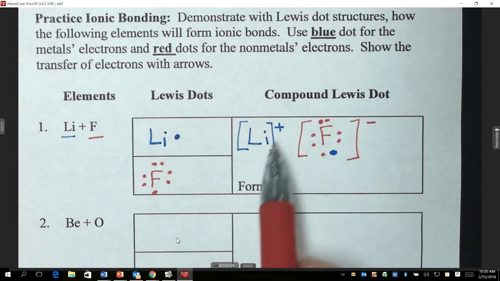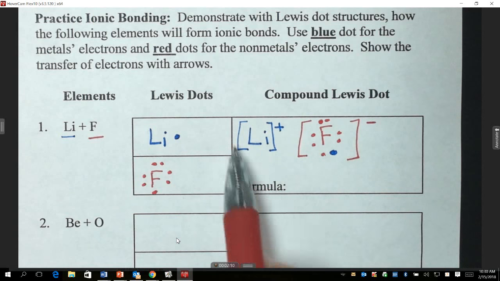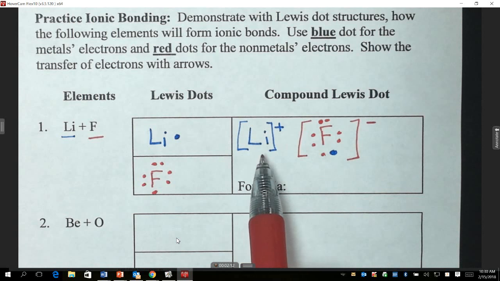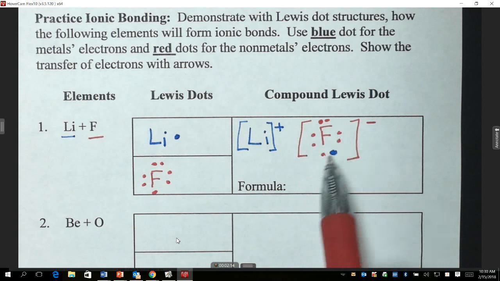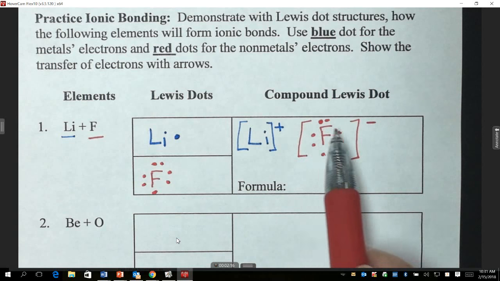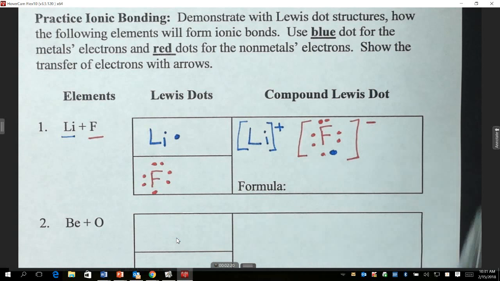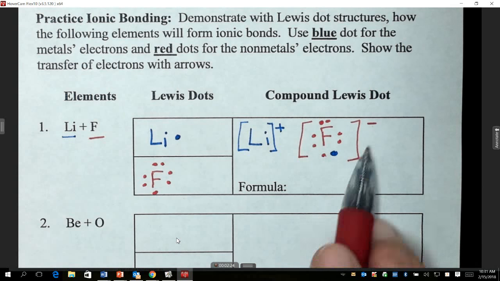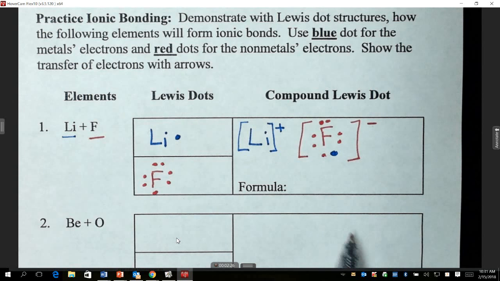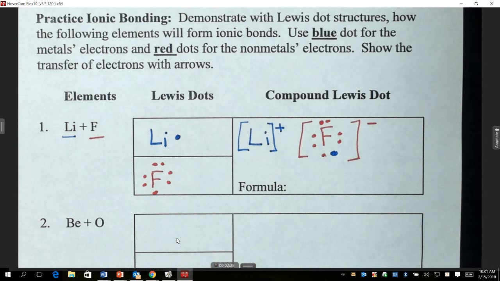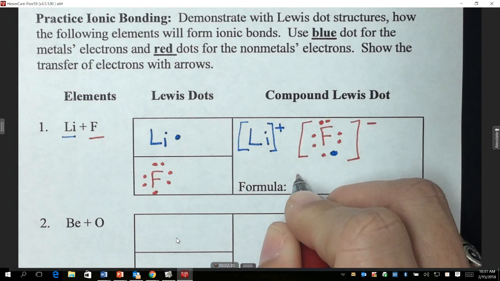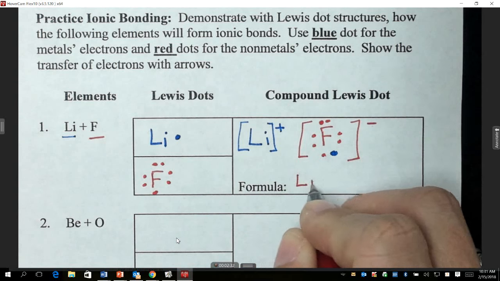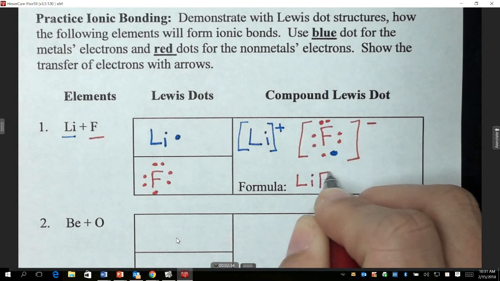I have no electrons on my metal cation lithium. I have all 8 valence electrons, so fluorine is stable, and it's gained this 1 electron, which is where that negative sign came from. And it has a 1-to-1 ratio. So when I write my formula it will be LiF.